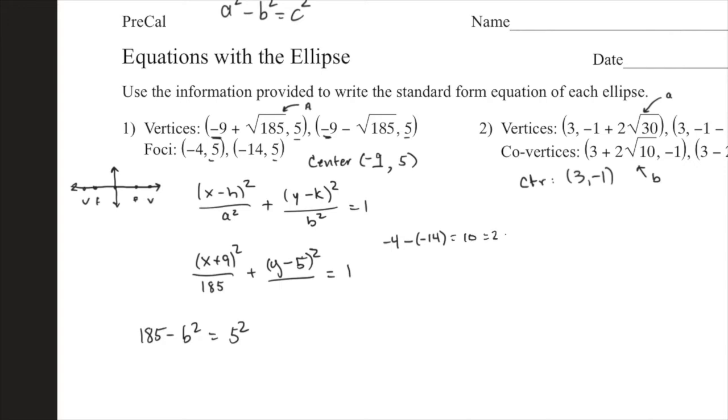Remember, this is equal to 2C. That's how far it is between the foci. If I were using the vertices to do this, then that would be 2A. If I were using the covertices to do this, it would be 2B. And then I just divide that by 2, and I get that C is equal to 5. And then I'm going to work this out. We're going to have 185 minus 25. That's going to be equal to my B squared. Now remember, I don't really care about taking the square root of B. I just want B squared, right? So if I subtract this, we're going to get down to 160 is equal to B squared.